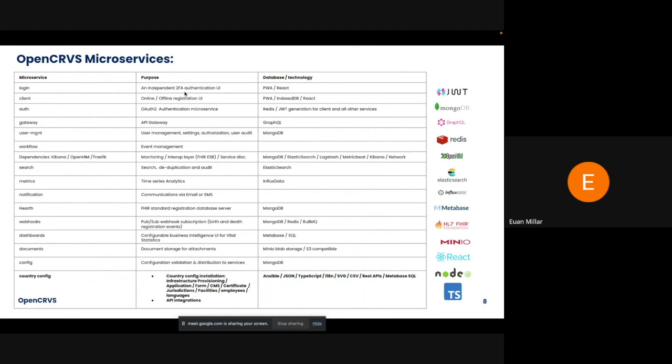For example, I won't go through all of them, but just at a high level, we have a login application, a client application.